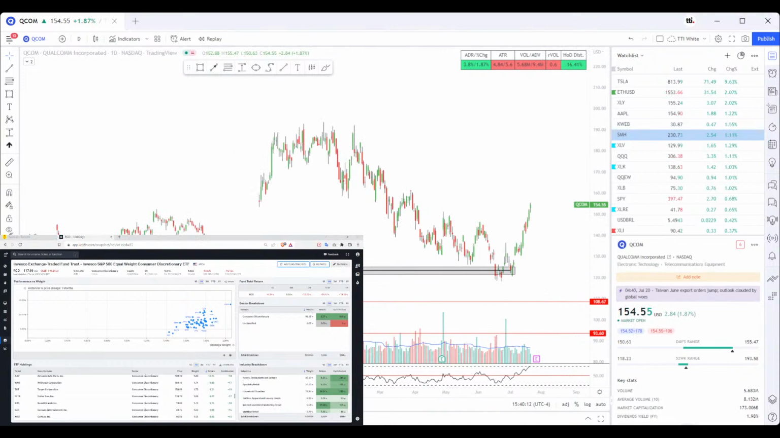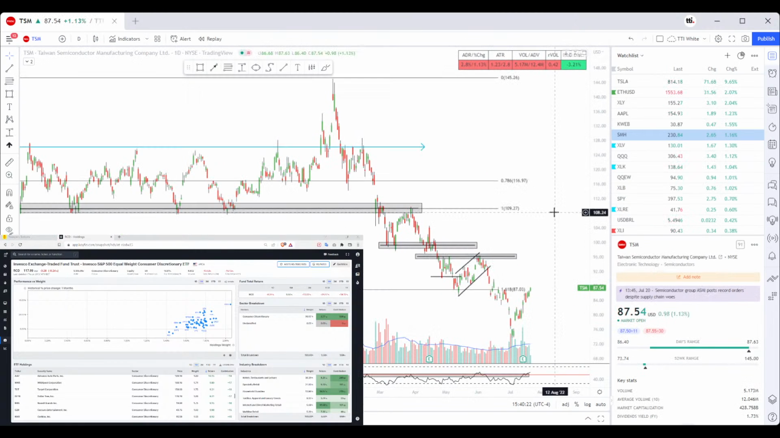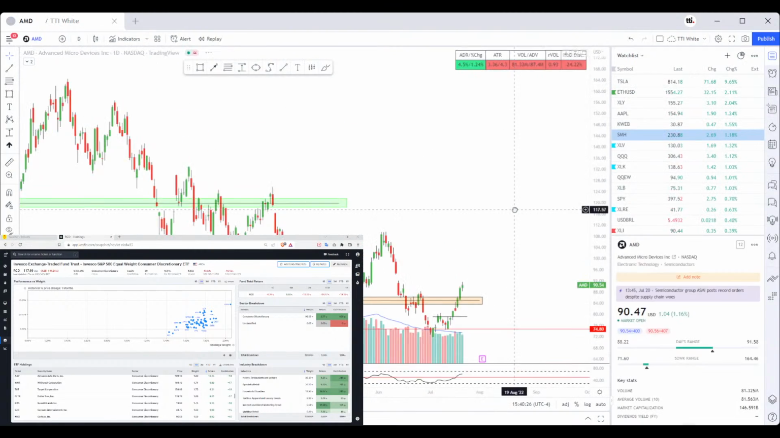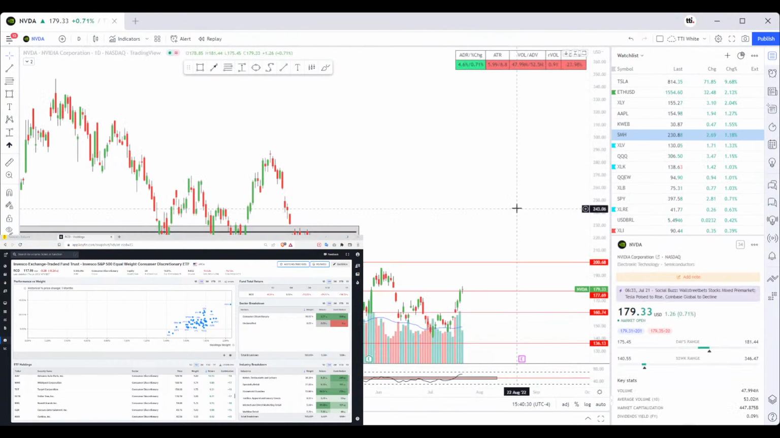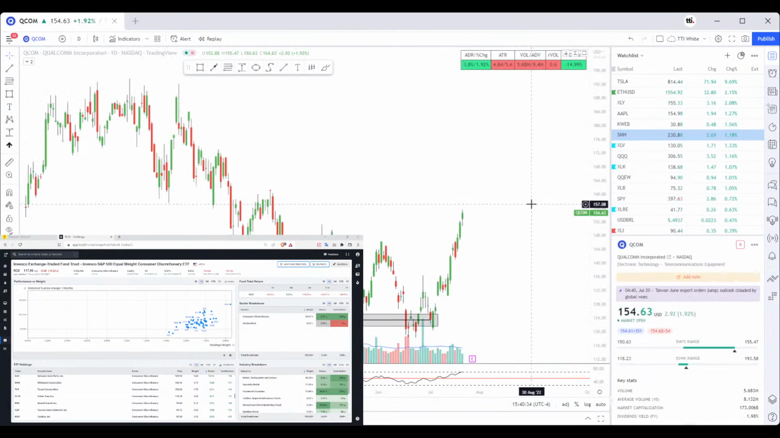Marcos liked QCOM, I believe. And then we had AMD, NVIDIA, QCOM, and TSM. Strong day across the board on all of them. TSM up 1.13%. AMD up 1.24%. NVIDIA up 0.71%. And QCOM, the hot chick, is up 1.92%.